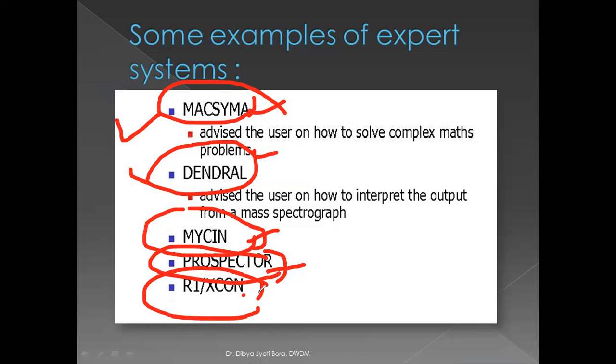Go through that, and at least write one or two lines for each expert system. Questions come about MYCIN, reports come about DENDRAL. So go through it. For example, DENDRAL advises the user on how to interpret the output from a mass spectrograph. Similarly for MYCIN. So have a look at which expert system was built for what purpose. Okay?